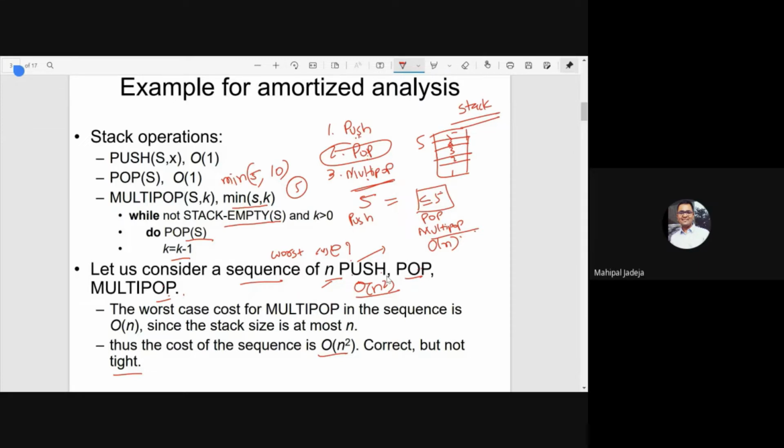So the complexity of this is minimum of s comma k. With respect to this example, how many elements can this particular multi-pop operation remove? My stack initially contains 5 elements, so I have applied push operation 5 times. We have also analyzed pop: we can call pop at most 5 times. What can we say about multi-pop? How many elements can multi-pop remove from this particular stack?